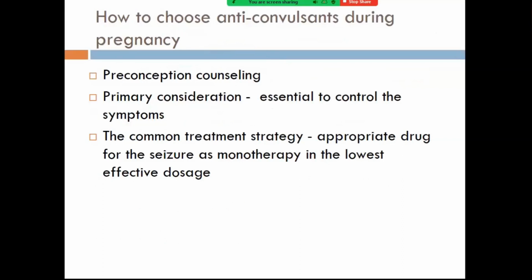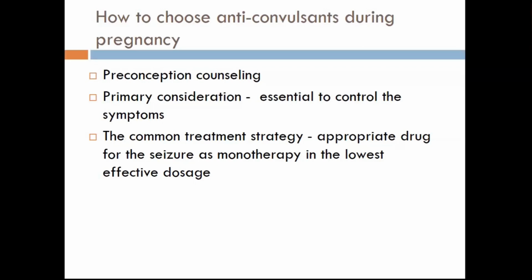How to choose anticonvulsants? There should be preconceptional counseling. The primary consideration is essential control of symptoms. If the mother gets an epileptic fit during pregnancy, that can be very, very detrimental to the pregnancy outcome. So our primary consideration is control of symptoms. The most common treatment strategy is the appropriate drug for the seizures as monotherapy, in the lowest effective dose.